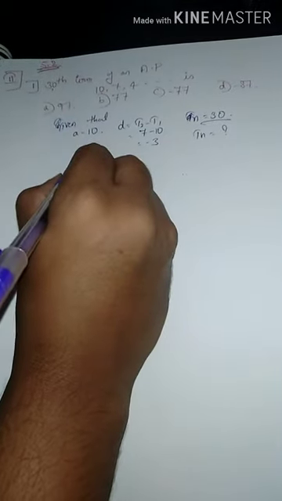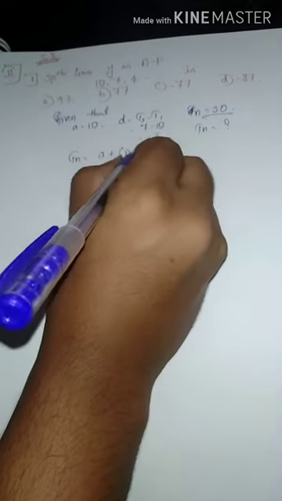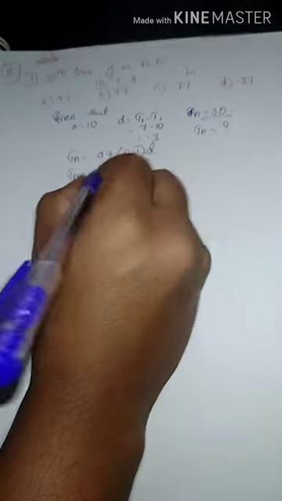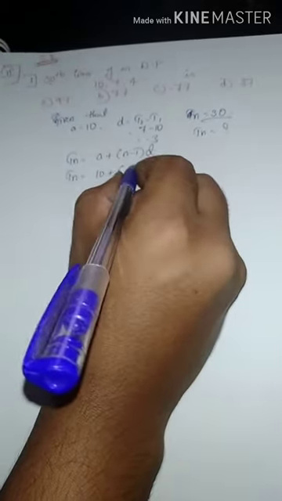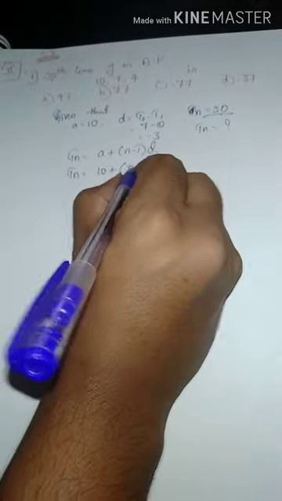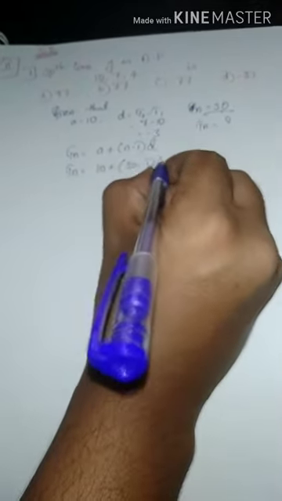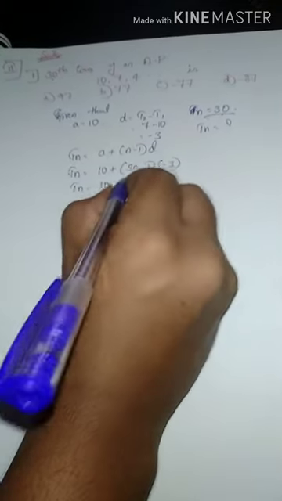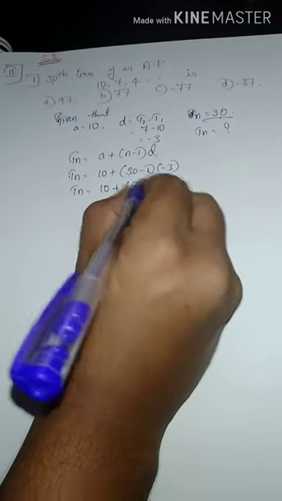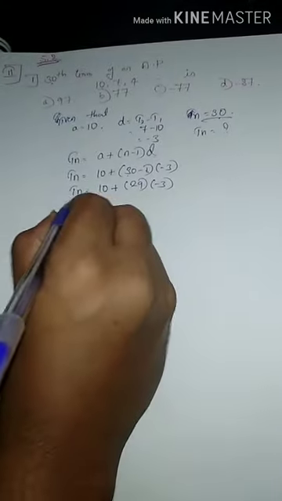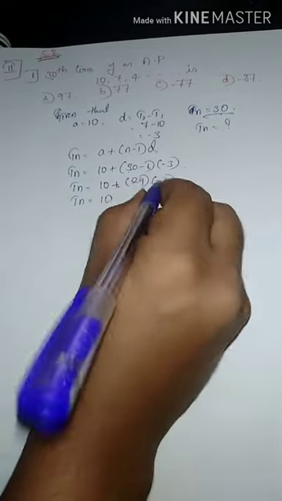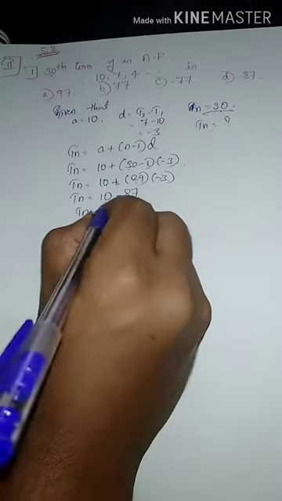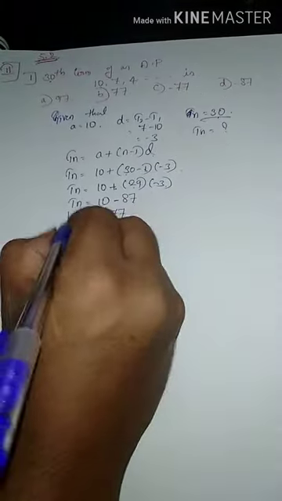We know the formula, Tn is equal to A plus n minus 1 into D. So Tn is equal to, A means 10 plus n is how much? 30. N is 30, 30 minus 1. D is how much? Minus 3. So Tn is equal to 10 plus 30 minus 1, 29 into minus 3. So Tn is equal to 10 plus, minus into minus, minus 29 3s are 87. So Tn is equal to 10 minus 87 is minus 77.